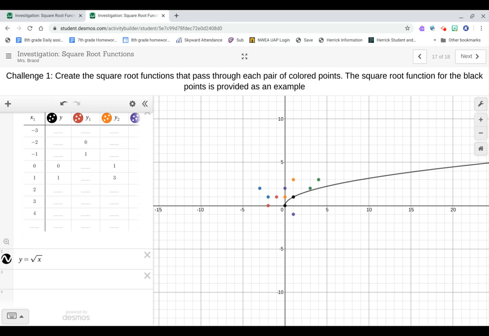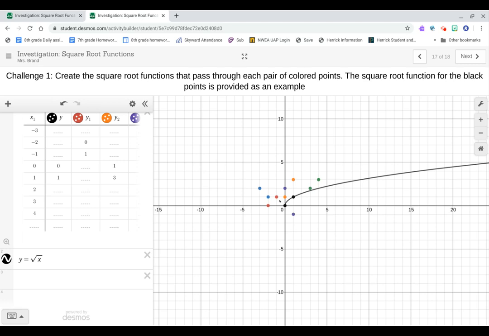What I do want to emphasize is that we are not teaching you to reflect in the y-axis. We're only teaching reflect in the x-axis. And because of that, you always will start with this formula, y equals square root of x. With this function, you're always starting on the left and going to the right, whether it's going up and to the right or down and to the right. You always start with the left point, okay?